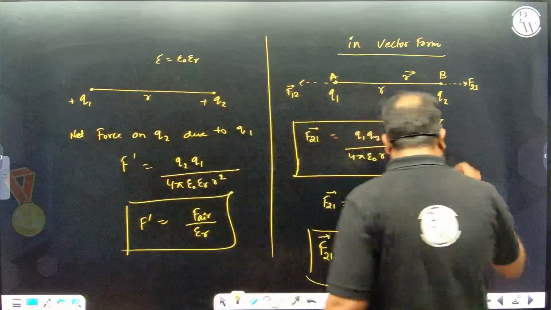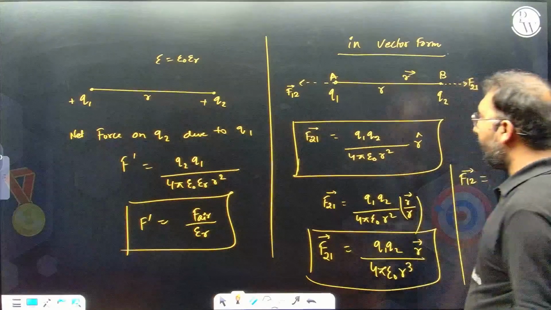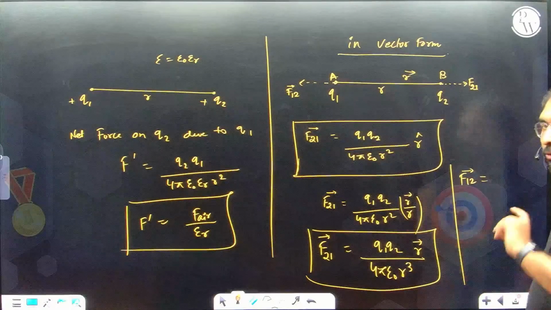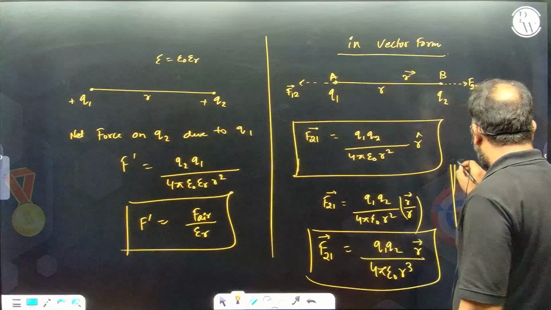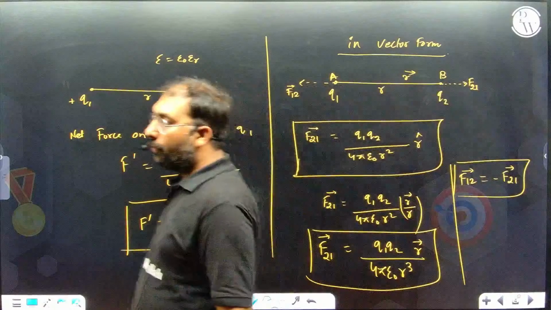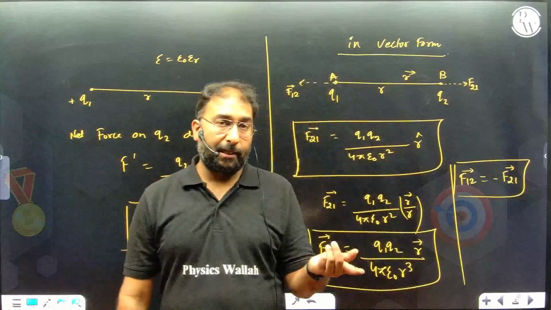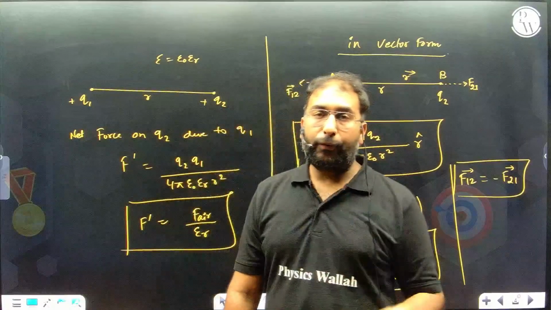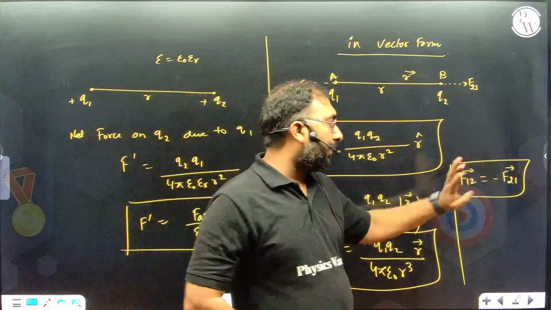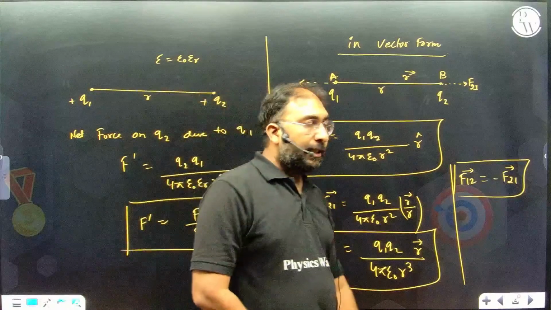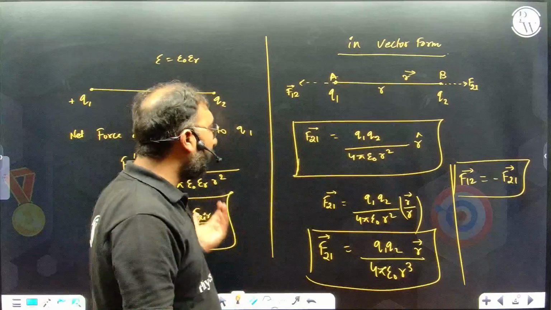So if I write F12 vector, what will this be? Same in magnitude but opposite in direction. So I can write this as minus F21 vector. I hope this is clear to everyone. Whether they ask you to find the force on the second particle due to the first, or the force on the first particle because of the second, the magnitude of the force will remain the same. Direction will be 180 degrees opposite. That's why I put a negative sign here. F12 vector is the negative of F21 vector. So this is how we can write it in vector form and in magnitude form.